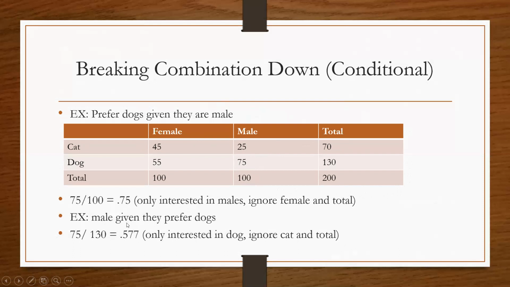But if it's male, given they prefer dogs, then you have to look at the dogs category over here and see how many are male. And so you still get the same 75, but this time instead of out of the total of 100, you get a total of 130, which shifts your answer from being 0.75 to 0.557.